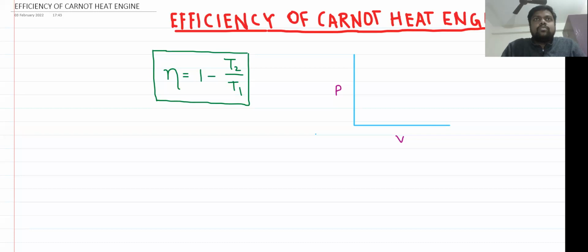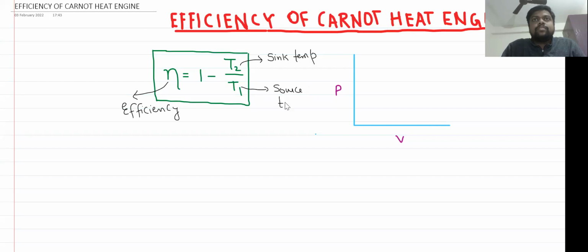Hello. So in this lecture, we are going to see the efficiency of Carnot heat engine. We will derive the efficiency of Carnot heat engine, and we will finally get this result, that is efficiency, which is represented by eta, is equal to 1 minus T2 by T1. T2 is the sink temperature, and T1 is source temperature.